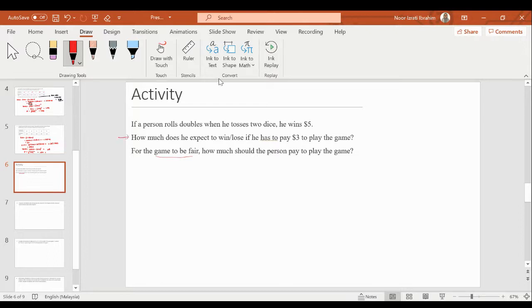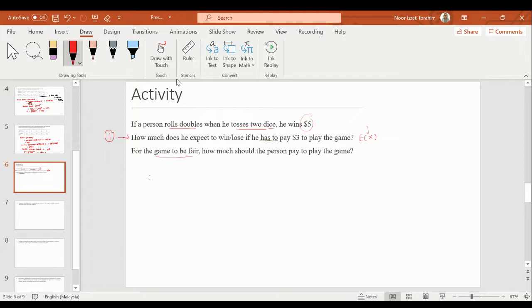So there are two different questions here. Let us look at the first question, question number 1. How much does he expect to win or lose if he has to pay $3 to play the game? So this is to find the expected value of X. So what is our X? Our X will be the winning price, how much we will win or lose. And what is the experiment? The experiment is tossing 2 dice, and our interest is to get double, win $5.